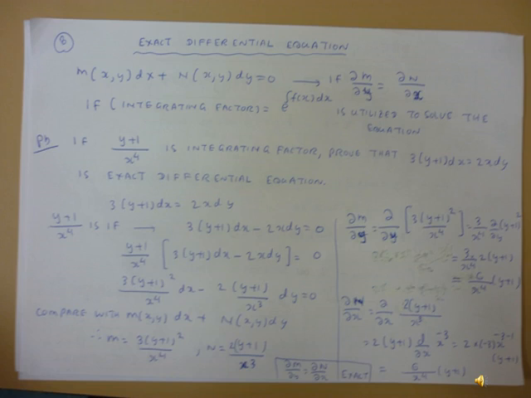For N, which is 2(y plus 1) divided by x power 3, we take the partial derivative with respect to x. That is del by del x of 2(y plus 1) divided by x power 3, which gives 2 multiplied by minus 3 x power minus 3 minus 1 multiplied by (y plus 1), so 6 divided by x power 4 into (y plus 1).